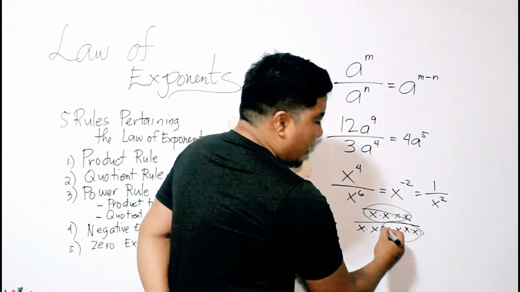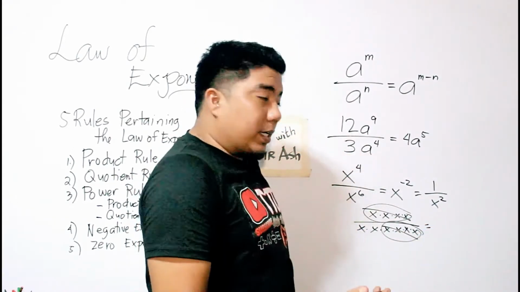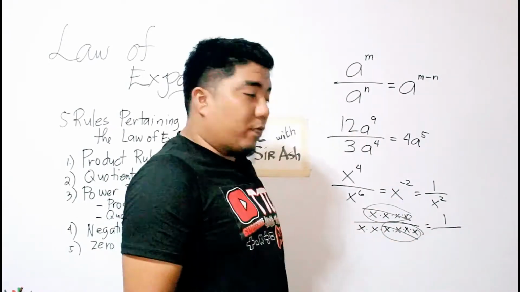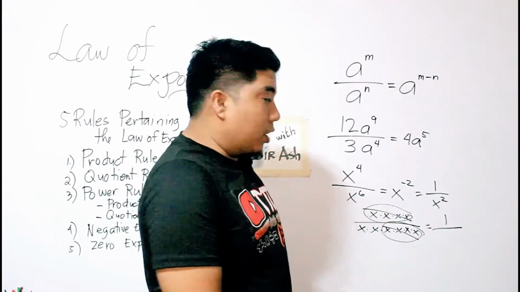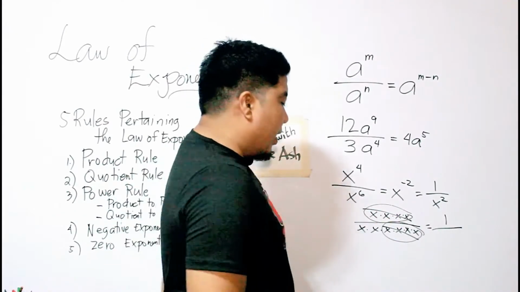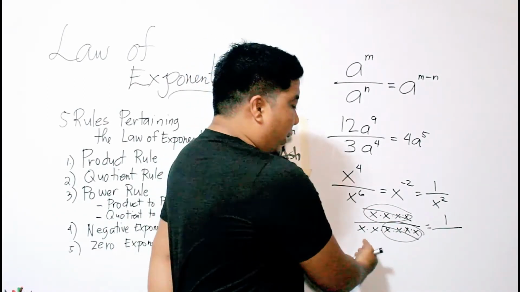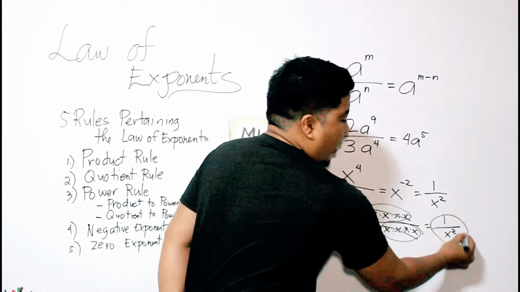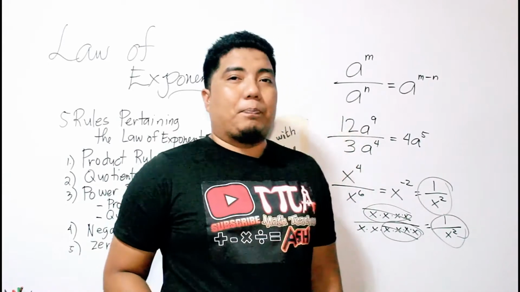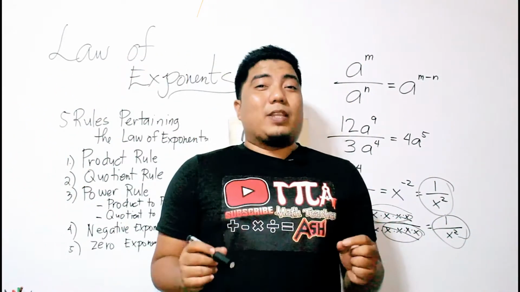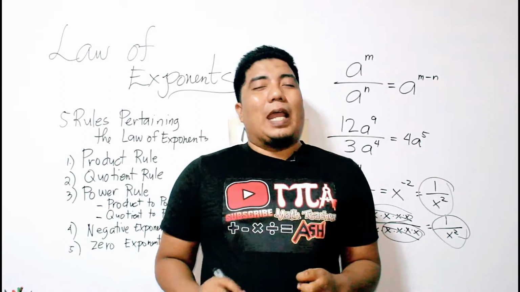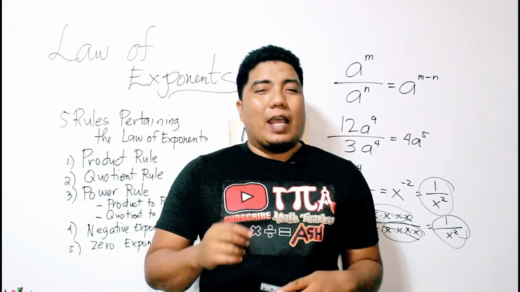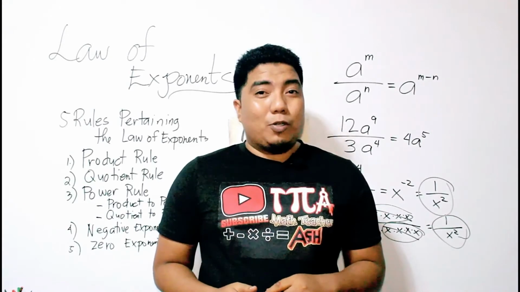So if you cancel these, basically nothing's left in the numerator except 1. Of course, that is the numerical coefficient of the variables, right? And then you still have 2 x's in the denominator, so that is x squared. And they are just the same. So to make the long story short, always make sure that your final answer has no negative exponent. Easy, right? Now, let us go to the third rule.